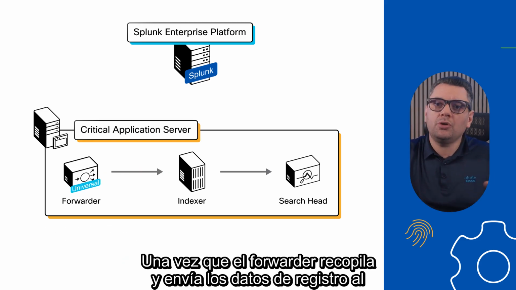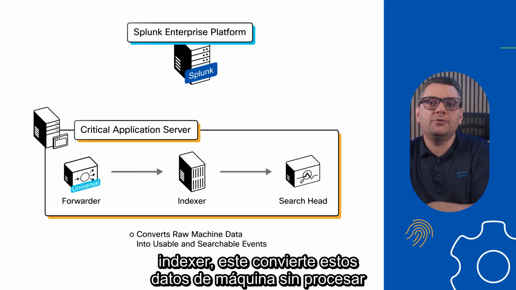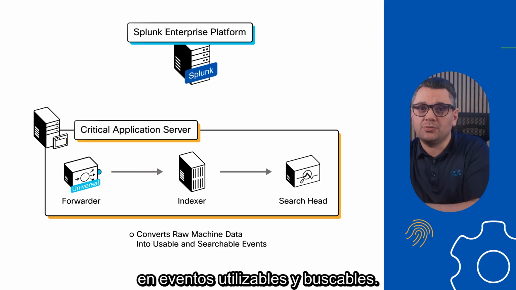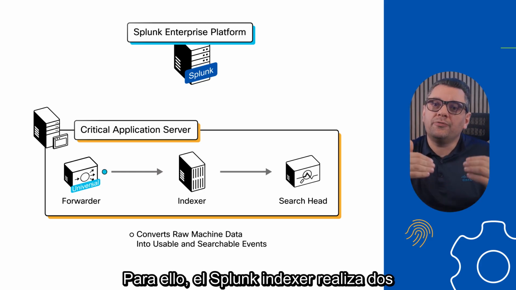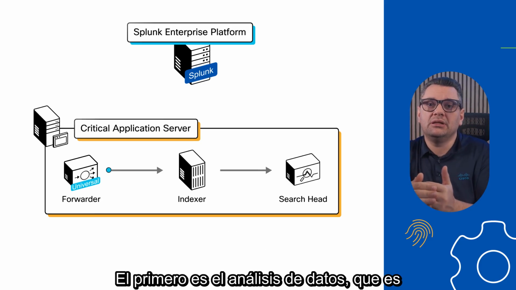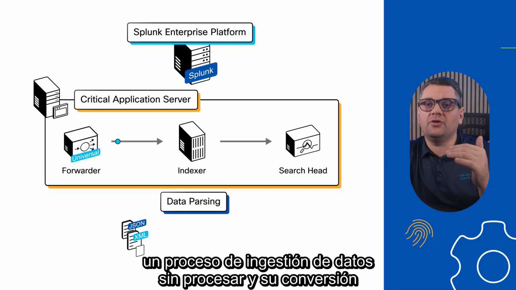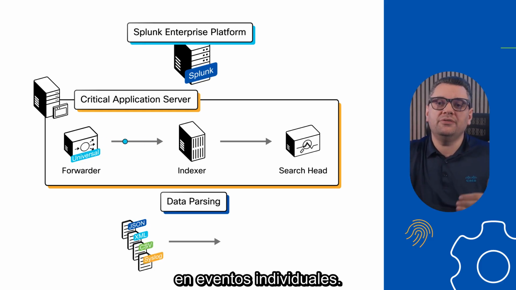Once the forwarder collects and sends log data to the indexer, the indexer converts this raw machine data into usable and searchable events. To do that, the Splunk indexer performs two distinct processes. The first one is data parsing, which is a process of ingesting raw data and converting it into individual events.